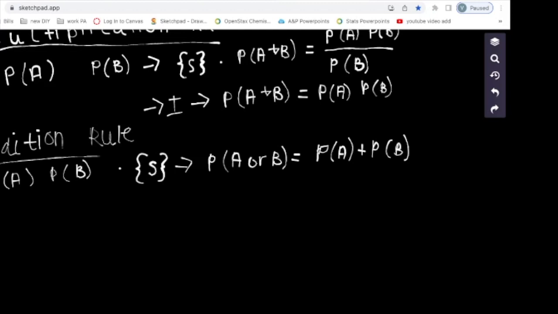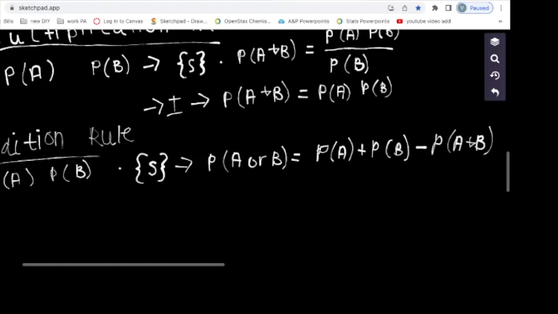Oops, I did make a mistake, and then we're going to subtract the probability of A and B. This is the one that we spoke a little bit about yesterday, and the reason we have to subtract A and B is because the two are defined within a specific sample space.